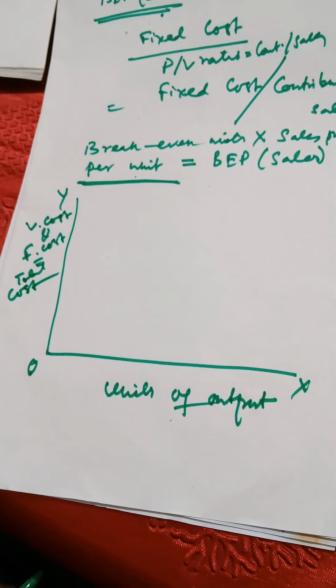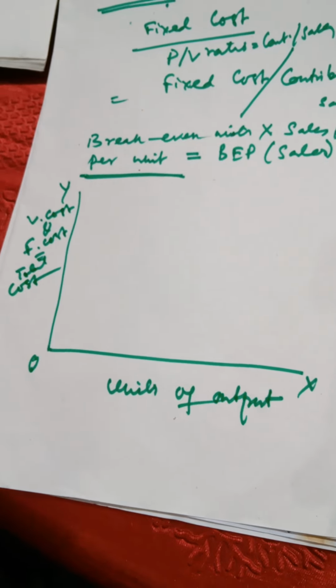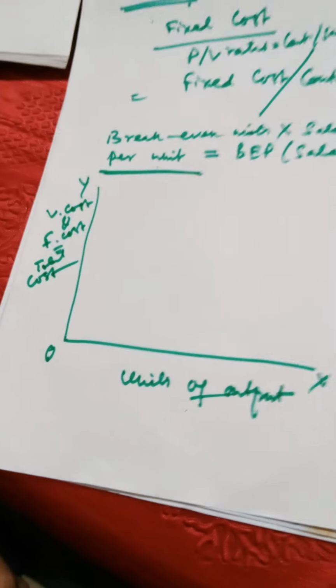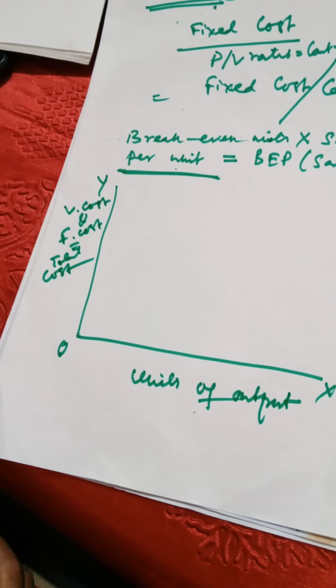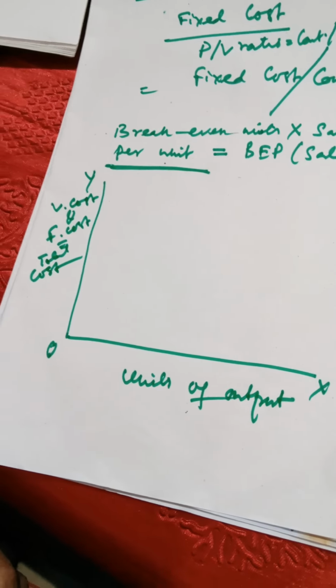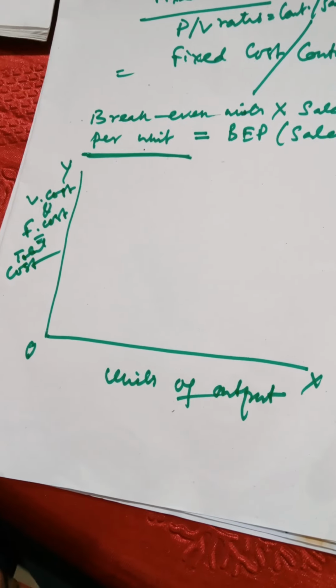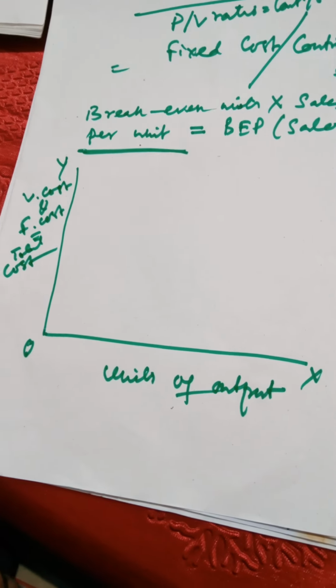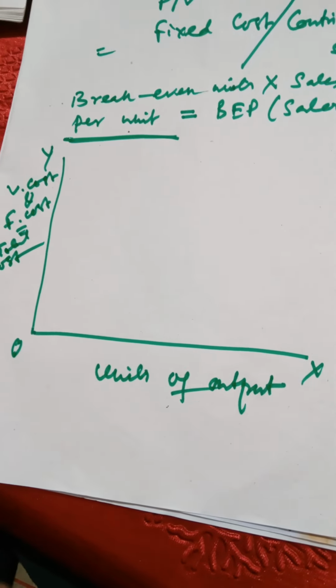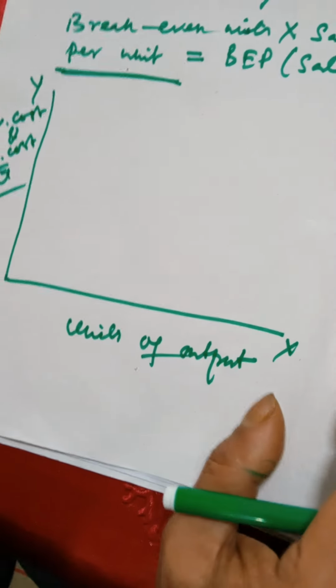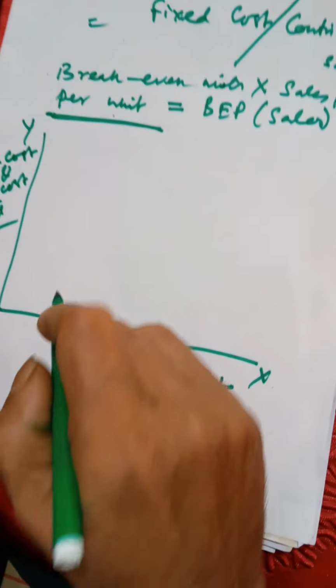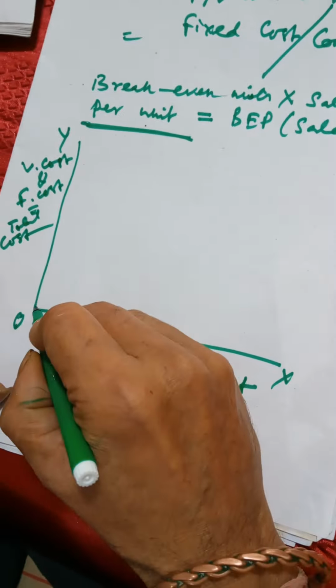varies directly with output, and when output is zero, variable cost is also zero. So variable cost line starts from the origin and it is an upward sloping straight line if we consider the variable cost per unit remains fixed. And for simplicity, we are considering that. So this is variable cost starting from the origin, rising upward from left to right. This is variable cost.